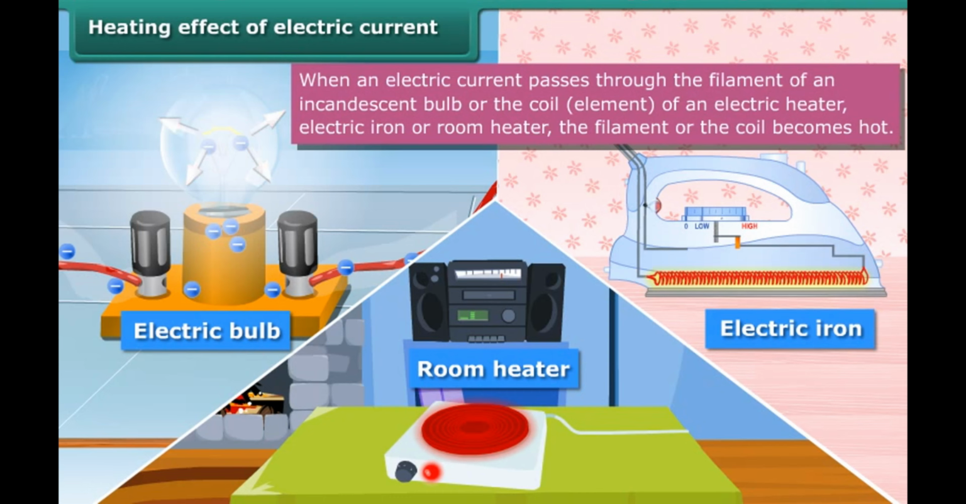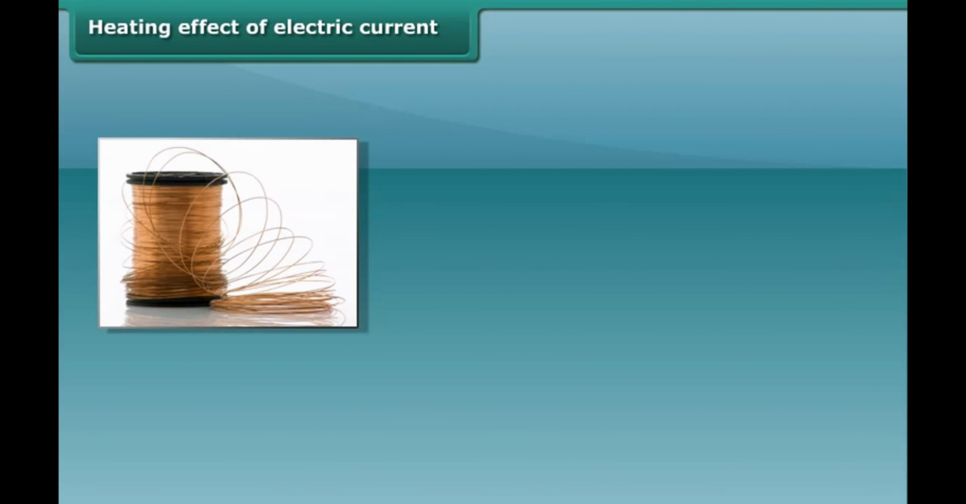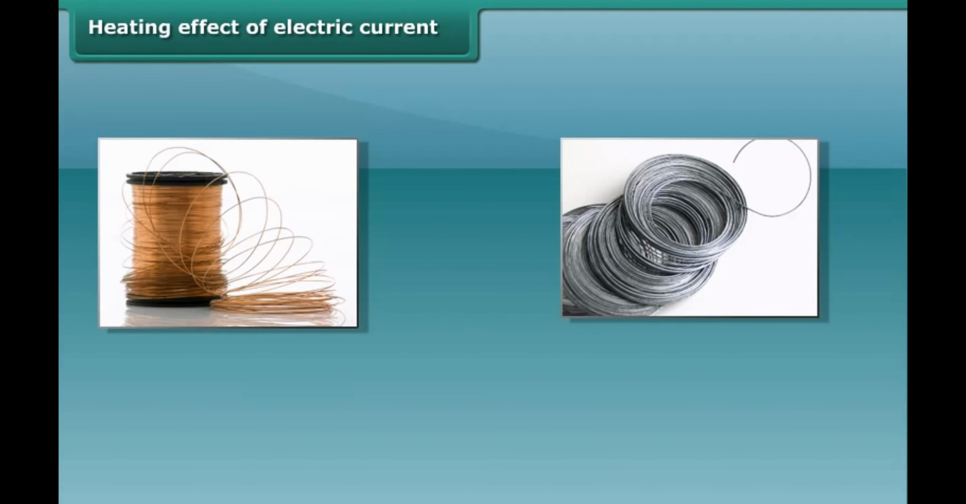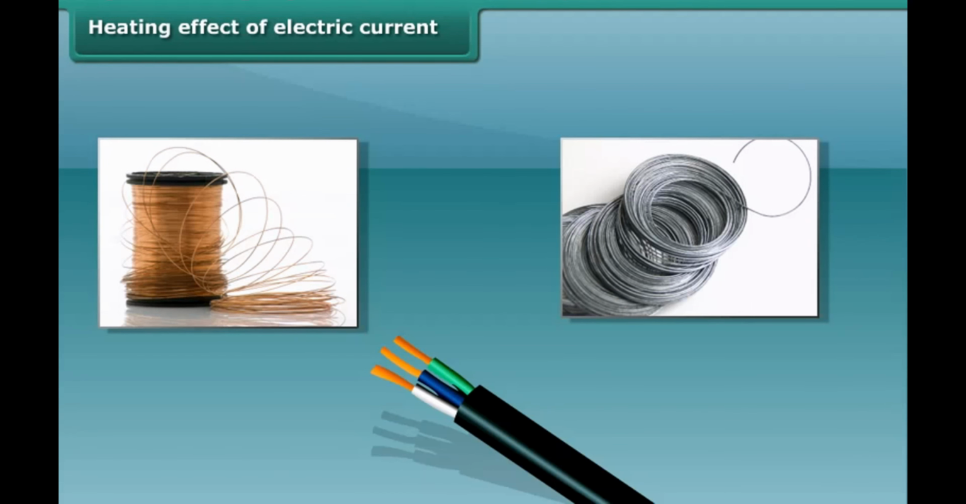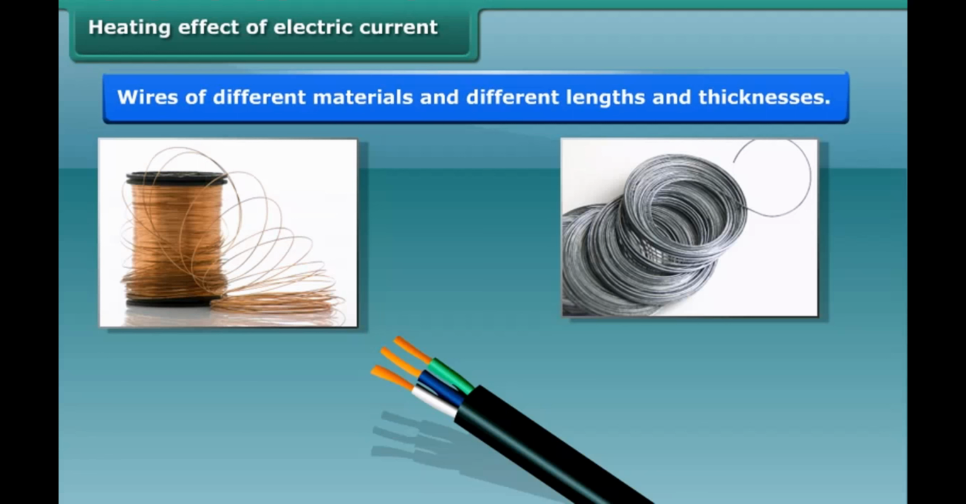The amount of heat produced in a wire depends on its material, length and thickness. Thus, for different requirements, we use wires of different materials and different lengths and thicknesses.